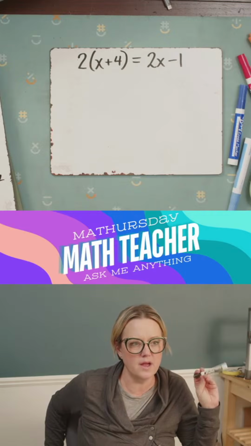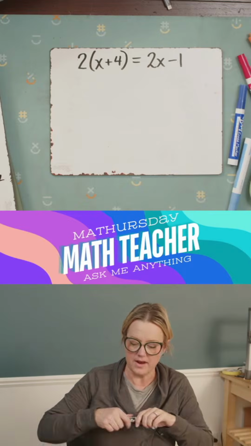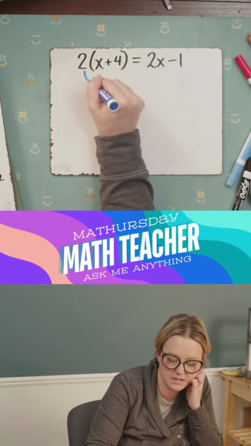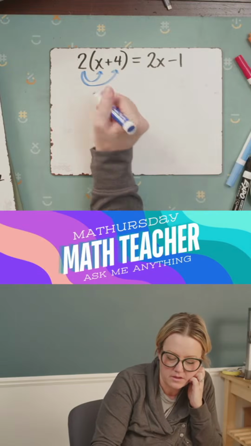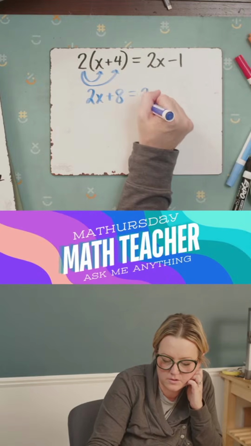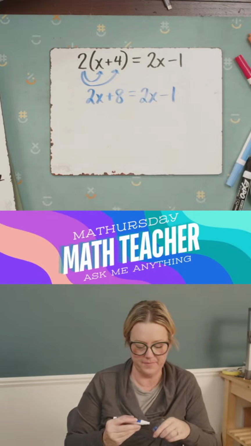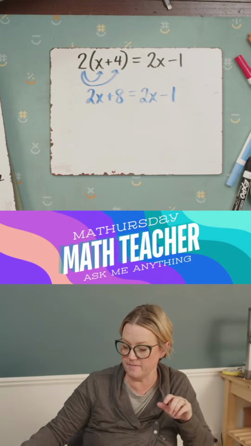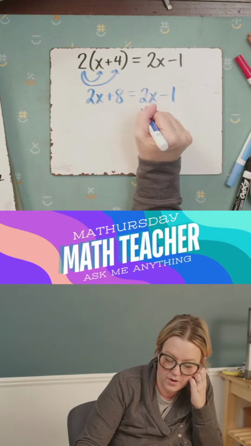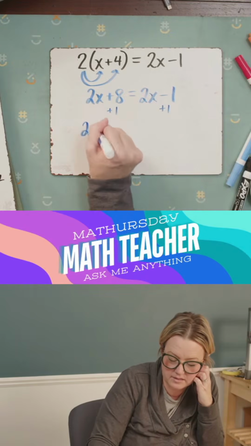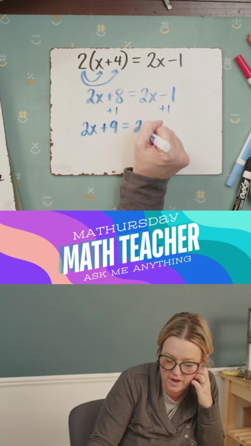So we've got this one, okay. All right, so the first thing I'm gonna do is distribute that 2. I'm gonna distribute this 2. So now I've got 2x plus 8 equals 2x minus 1. Okay, now again, I want to get all my x's on the same side, right? So I'm going to add 1 to both sides, and I've got 2x plus 9 equals 2x.